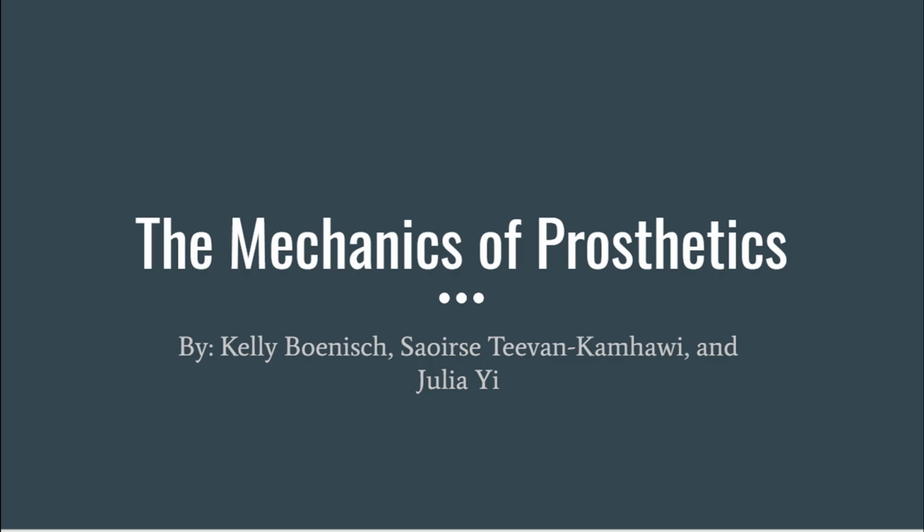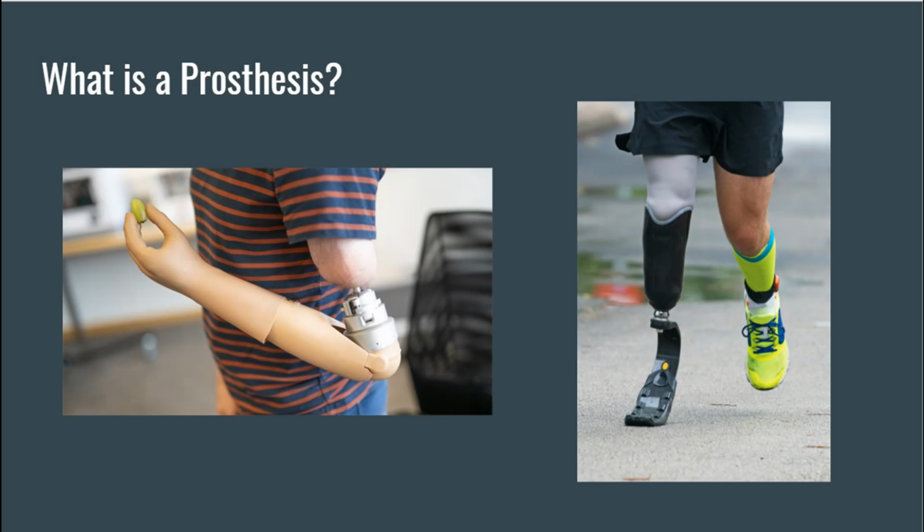Hi everyone! Today we will be looking at the mechanics of prosthetics. So what is a prosthesis? A prosthesis is an artificial body part. Prostheses are most commonly used by amputees in order to regain movement or function.